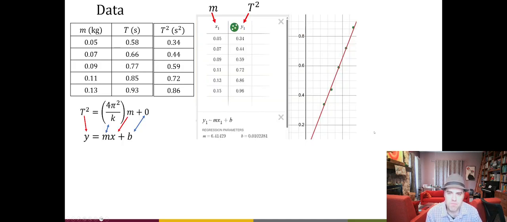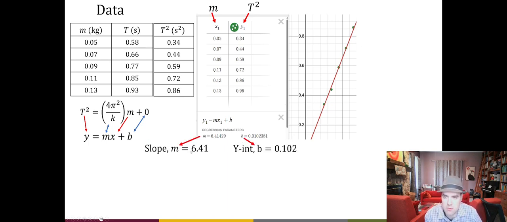All right, so we're going to take that data and plug it right into Desmos here. So here I have x and y. Remember, x is what we're plotting for our mass, so this is all of our mass data that we plugged in. And then on the y-axis is T squared. So remember, not T, but T squared. We're going to plug all those in here, and Desmos is going to do a best fit line and output a slope and an intercept for us.